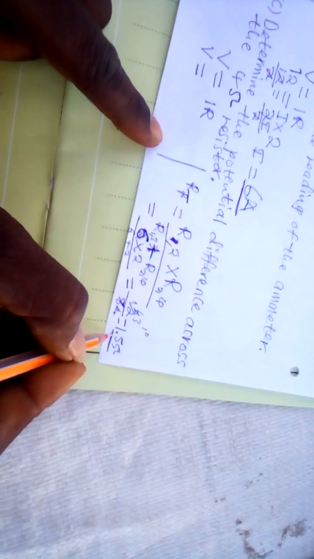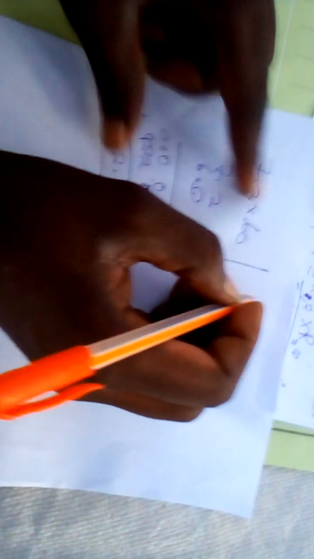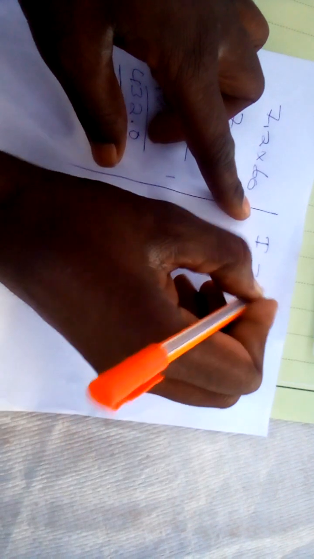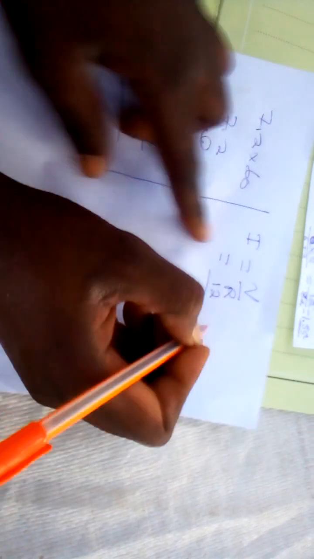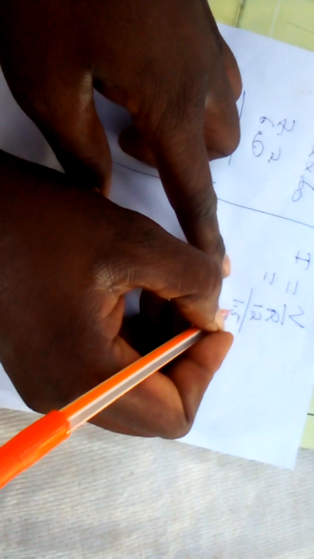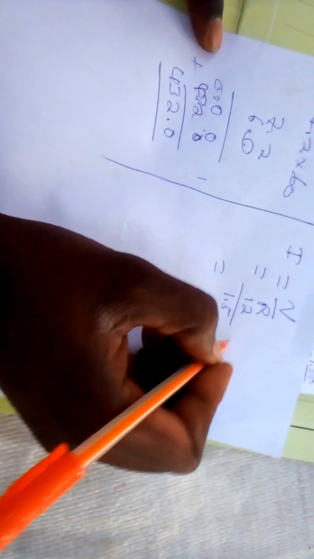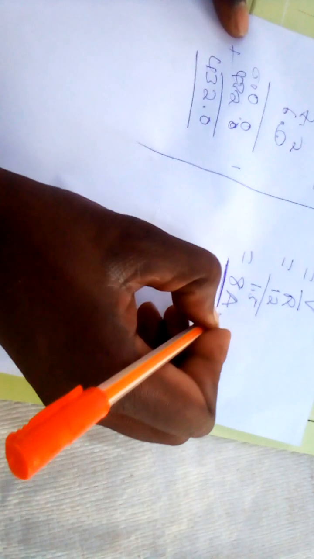So this total resistance, we are going to use this to calculate now the total current of the circuit. Total current is equal to voltage over resistance. So voltage is 12 volts, over total resistance, which is 1.5. So 1.5 into 12, the answer is 8 amps.